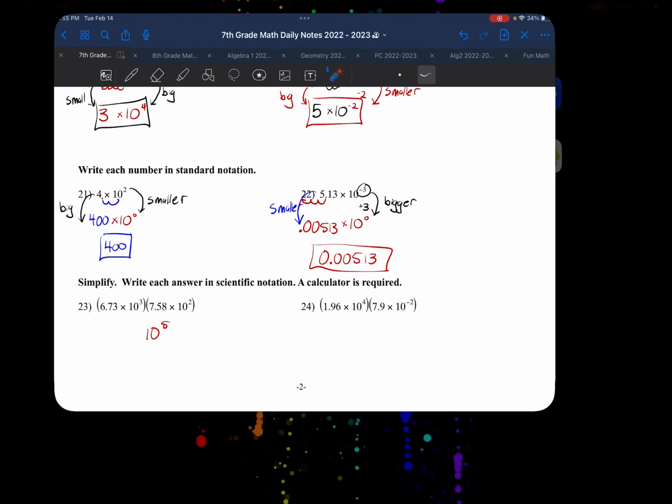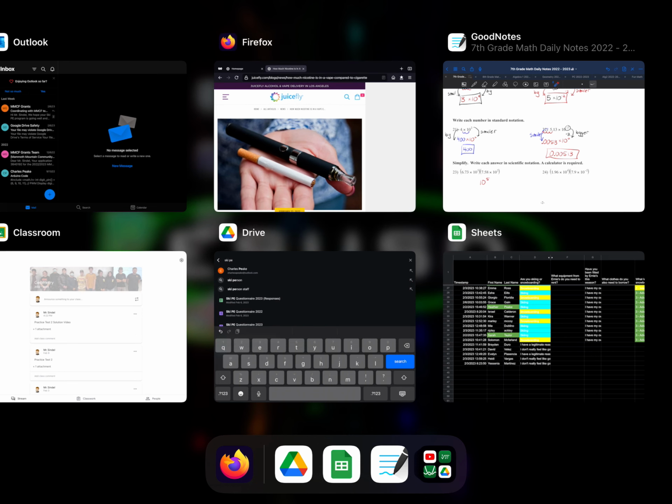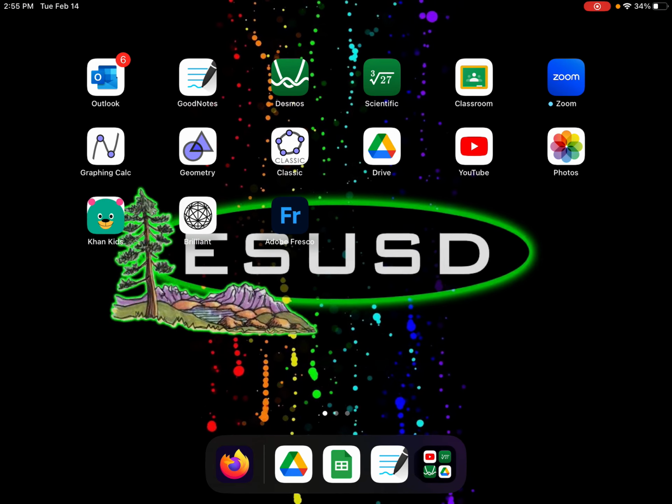Nope. That picture, by the way, I was looking up vaping information, or smoking information, because we had a speaker. I was trying to see if the speaker was spitting facts or spitting lies, and they were facts.